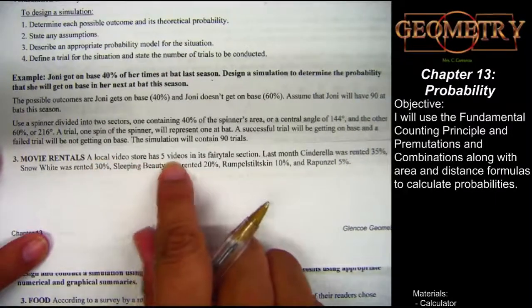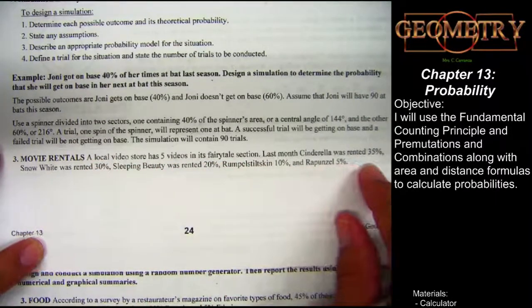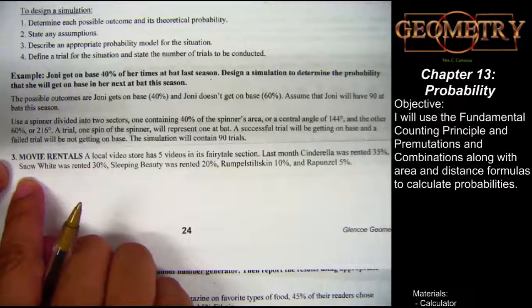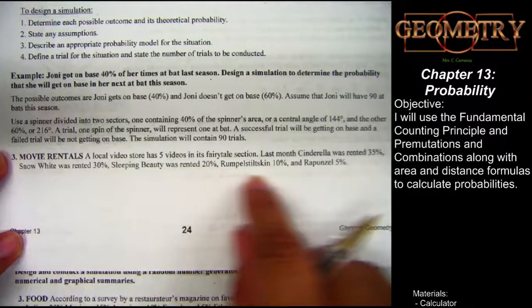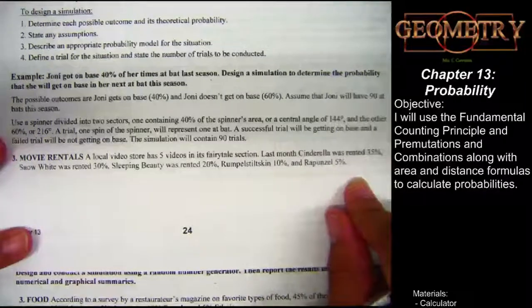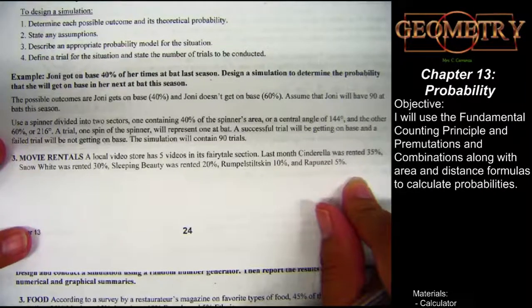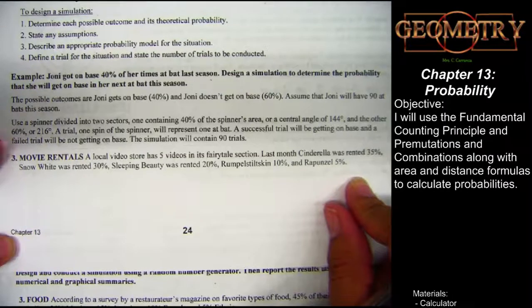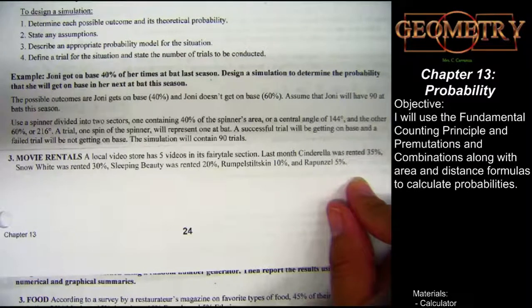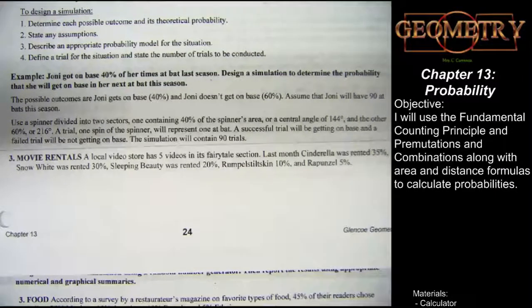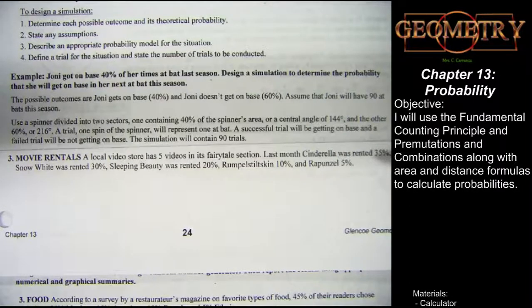A local store has 5 videos in its fairy tale section. Last month, Cinderella was rented 35% of the time, Snow White 30, Sleeping Beauty 20, Rumpelstiltskin 10, and Rapunzel 5. No love for Tangled. They didn't tell us what kind of simulation to run, so what simulation do you want to run? What do you mean? See, on the example, it told us to design a simulation to determine the probability she'll be on base. And number 3, it doesn't give us what simulation we want to run, so we have to come up with that. What kind of simulation do we want to design?